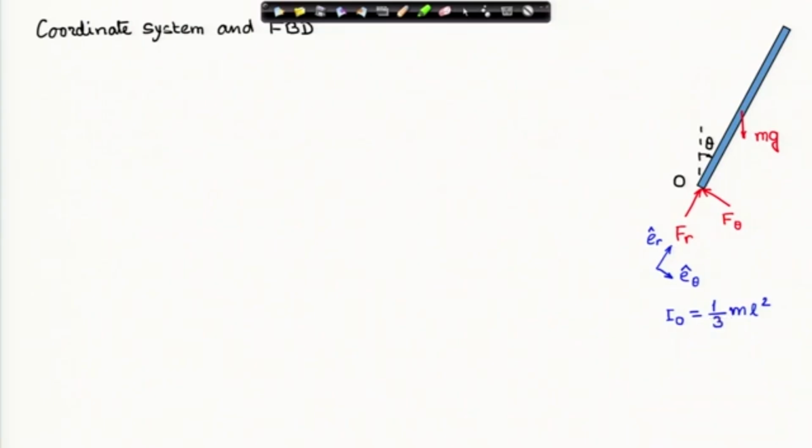We look at the coordinate system and the free body diagram. I take the plane polar coordinates e_theta, e_r. You will notice that e_theta is in the direction of increasing theta, as we had discussed in our discussions on kinematics. We have these forces, the weight of the bar and the reaction forces at the corner, a force in the radial direction F_r and force in the angular direction F_theta.